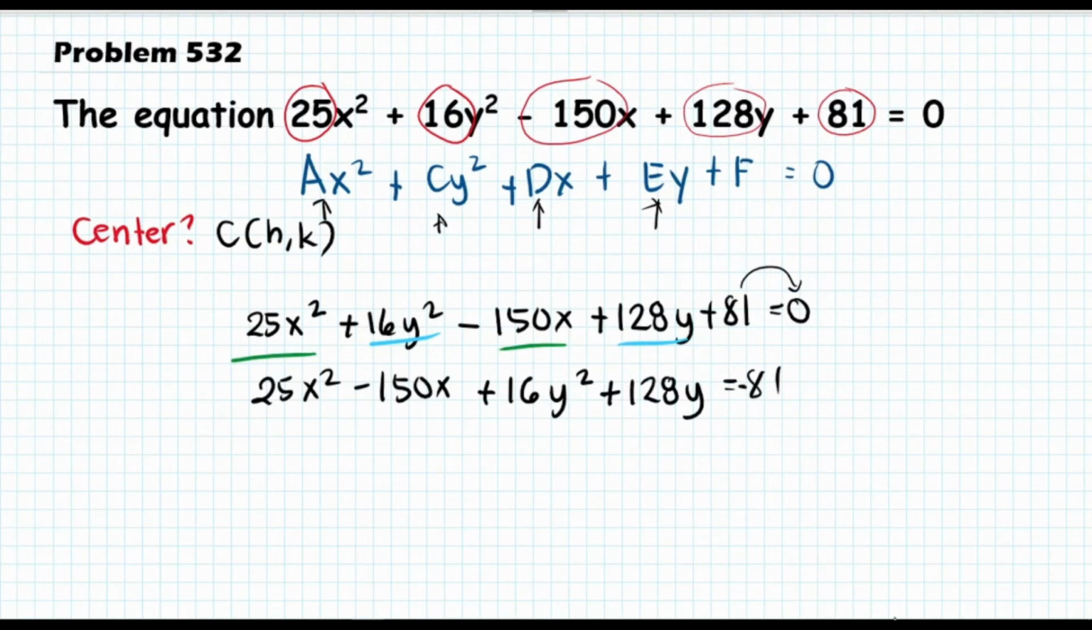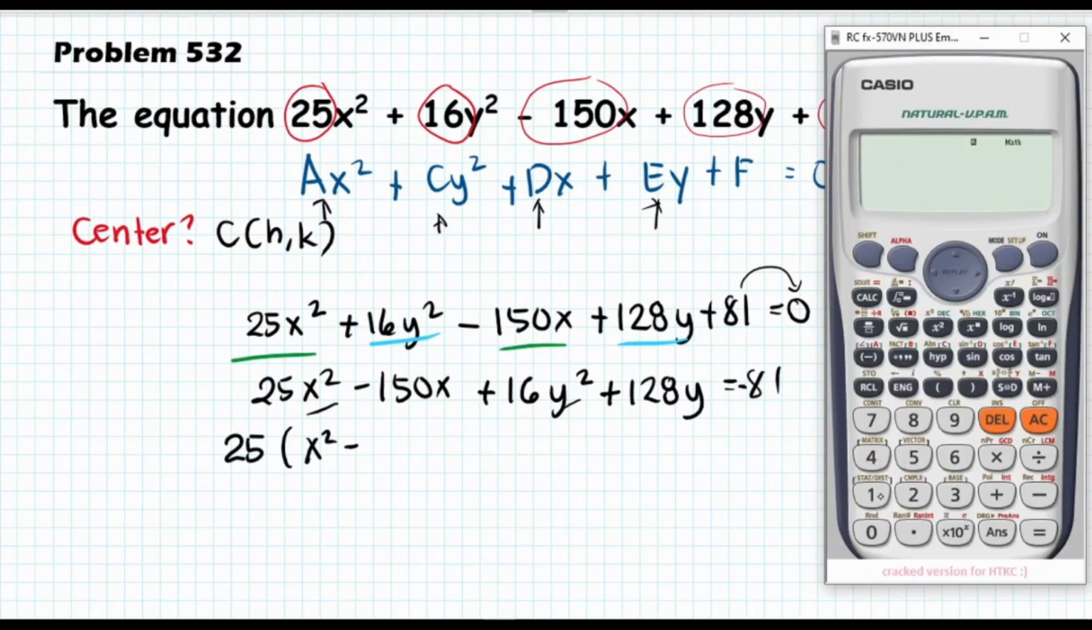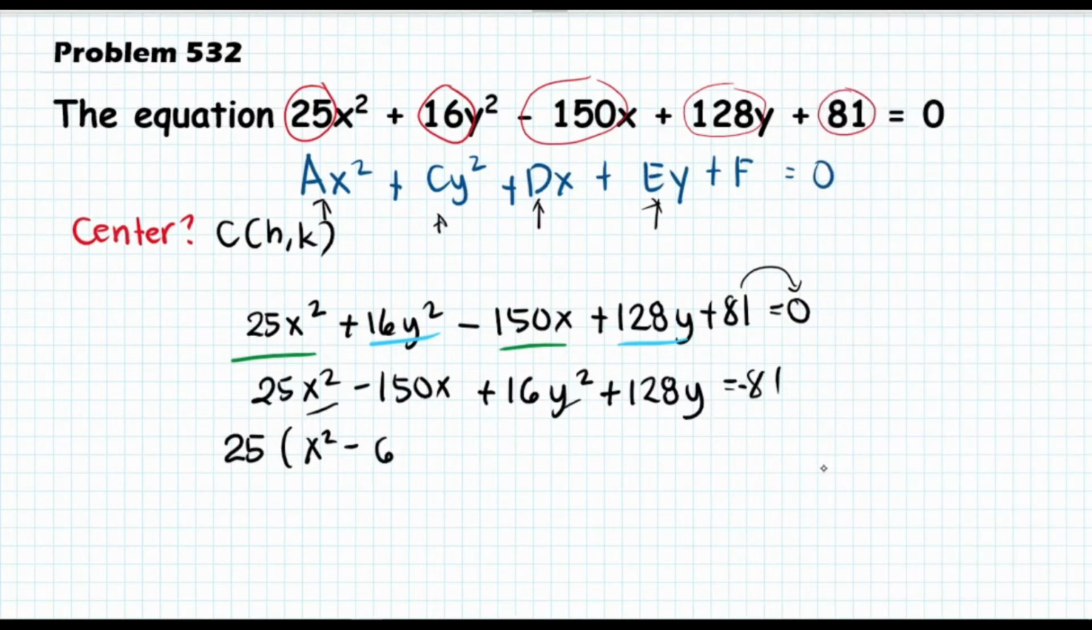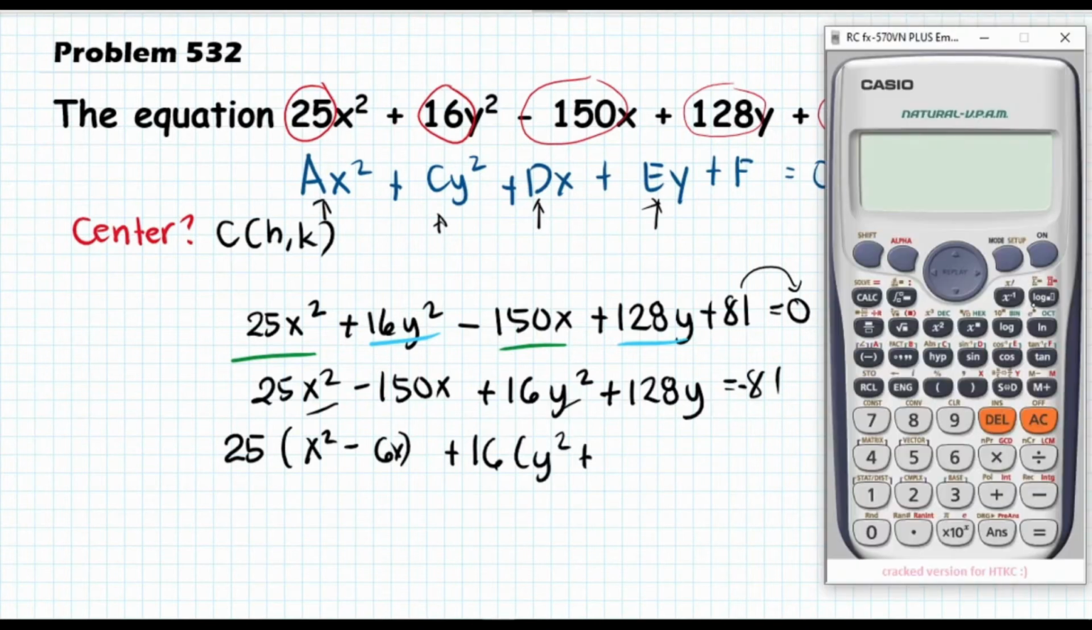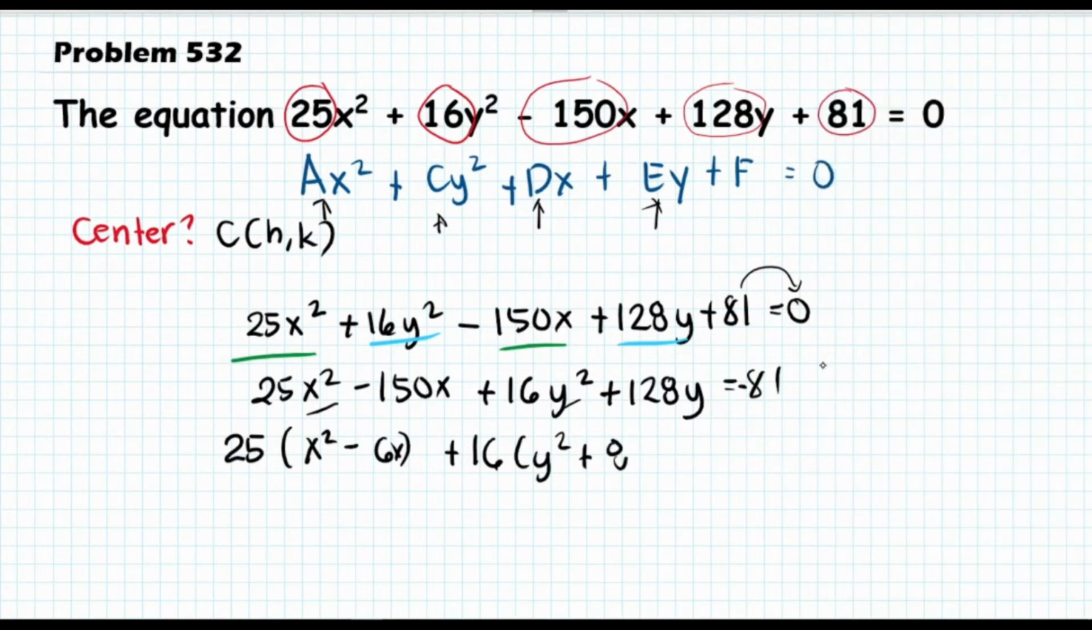Then, i-factor out mo yung mga kasama ni x squared tsaka ni y squared. So, paano po mangyari na yun? You just need to factor out 25. Tapos, matitira sa loob si x squared minus, divide natin si 150 tsaka si 25, that will be equal to 6. So, meron kang 6x. Plus, itong si 16, factor out natin, matitira si y squared plus, divide natin si 128 tsaka si 16. Okay, this will be equal to 8. So, 8y, tapos equal lang siya sa negative 81.